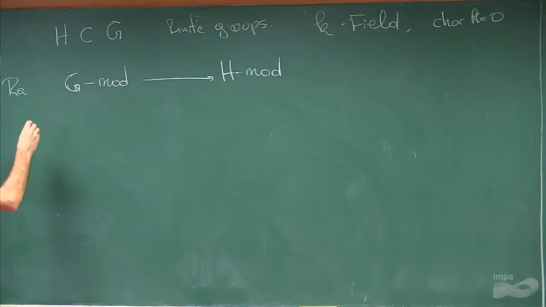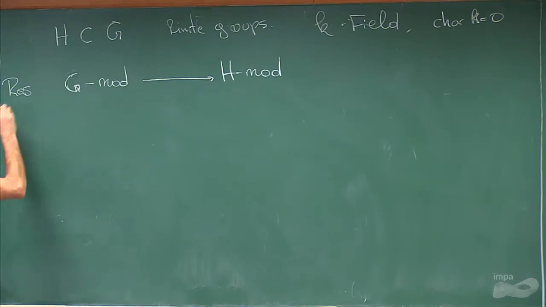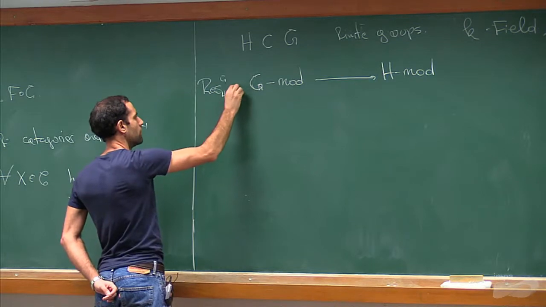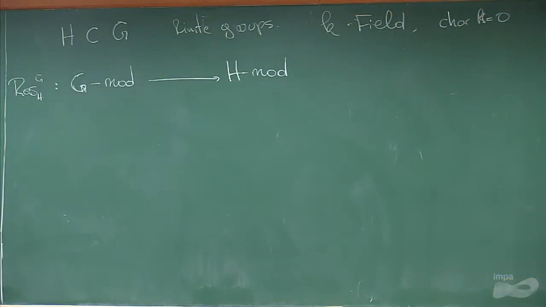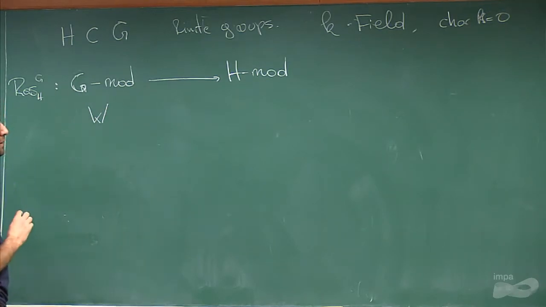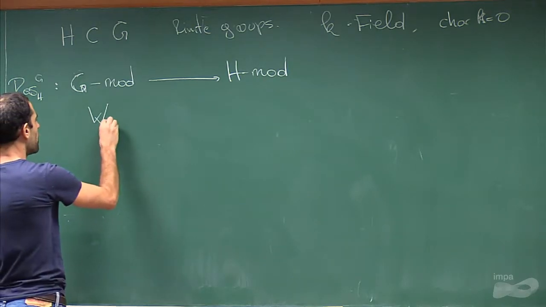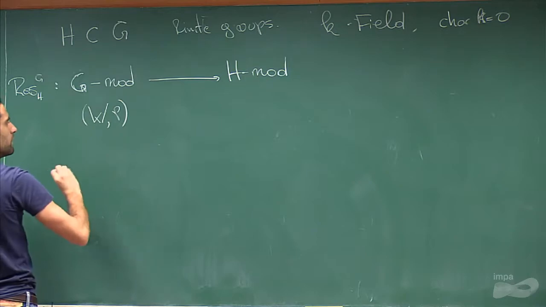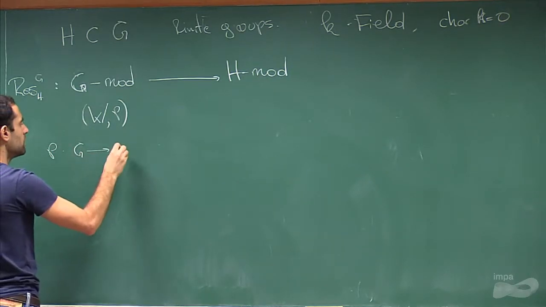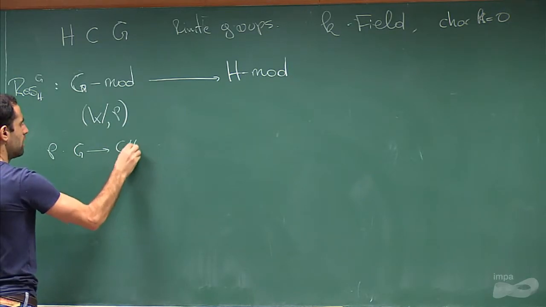And again, I'm not sure if this was the same notation I used last time, but I'll call this functor the restriction from G to H. I might have switched H and G there. So what is this functor? Whenever you give me some G-module W, okay, so what is a G-module? This is, by definition, rho, a map from G into GL of W.